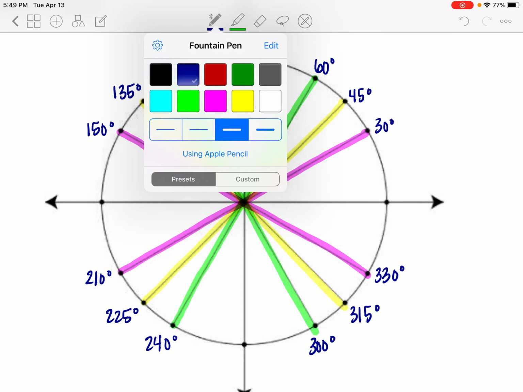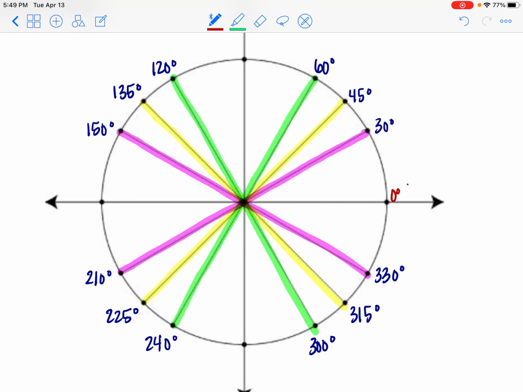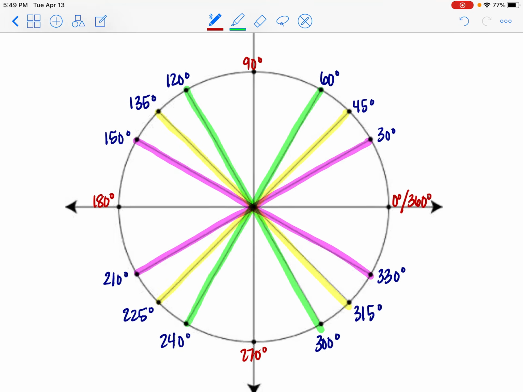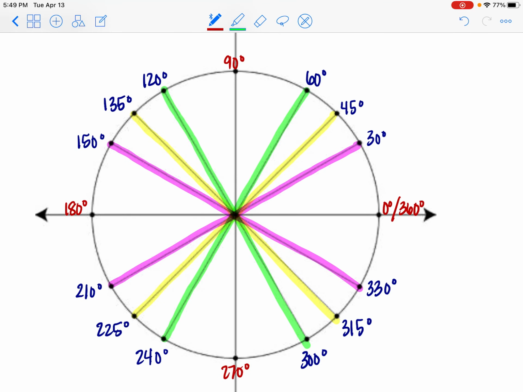And then of course we have our 0-degree angle or full circle. And then this was our 90-degree angle here. And then our 180-degree angle here. And then our 270-degree angle here. Okay, so these are all the angles that we are looking at on the unit circle.